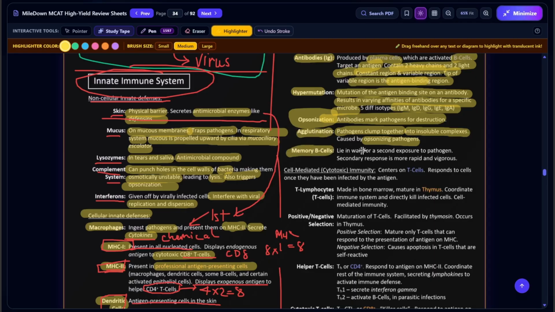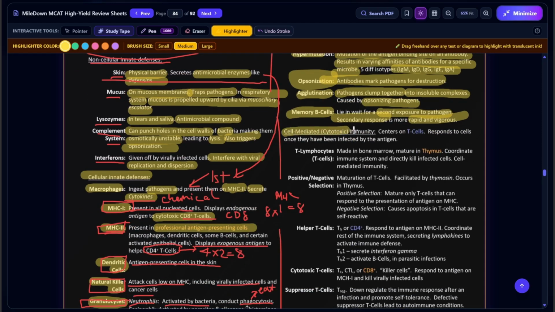Memory B cells lie in wait for a second exposure to a pathogen. So let's say you went and got your vaccinations done. That would have been your first exposure to, let's say, a specific type of flu that was happening that year. Now, memory B cells, like the name suggests, they memorize that, oh, that's dangerous, so I know for next time how to protect myself. So we'll have a secondary response, more rapid and vigorous, meaning it knows right away what it's going to do as a defense against when that secondary exposure happens to that virus that came over or some pathogen.